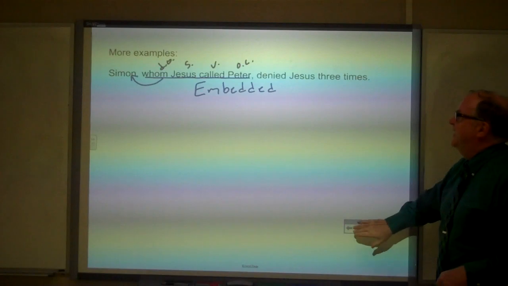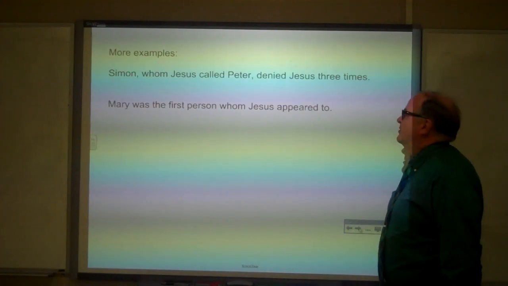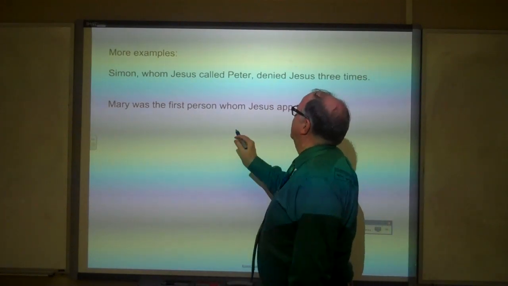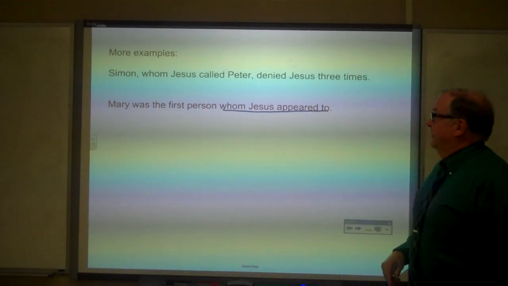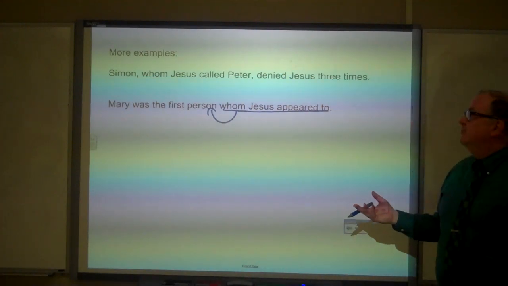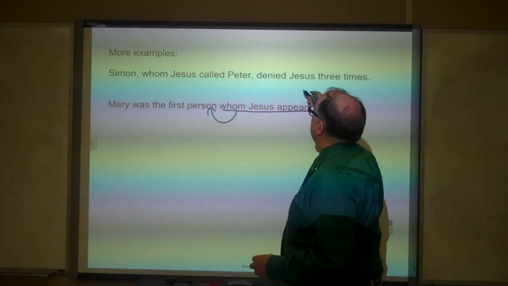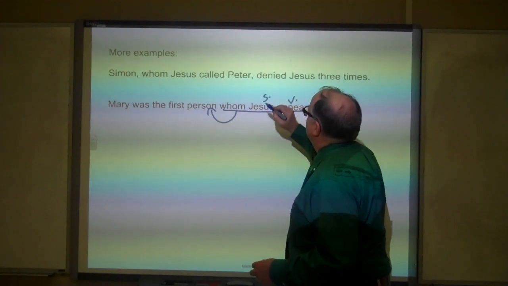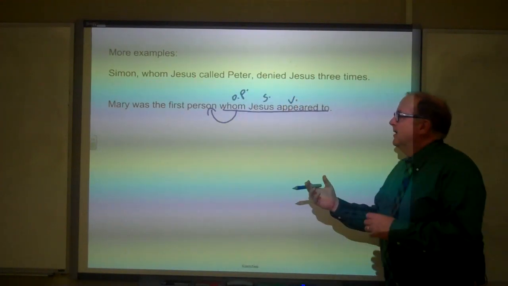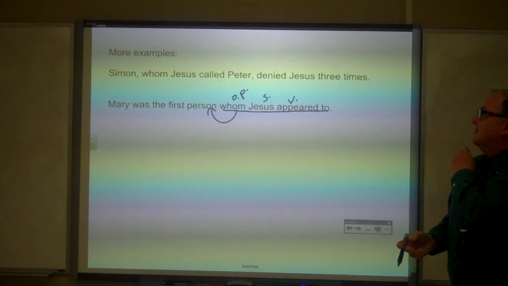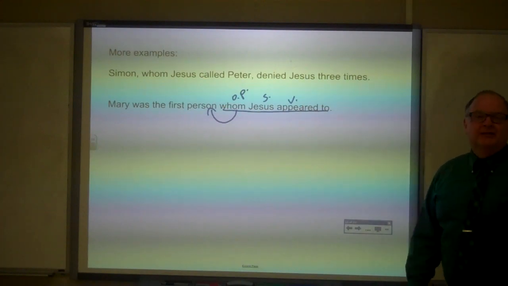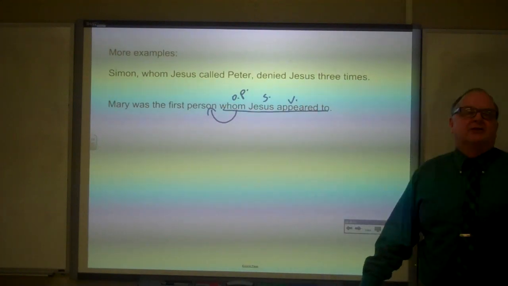So just mention that. Mary was the first person whom Jesus appeared to. Mary was the first person is the main clause. Whom Jesus appeared to is the adjective clause. It modifies person. Which person? One whom Jesus appeared to. Notice here, appeared is the verb of the clause, Jesus is the subject, and whom is actually the object of the preposition to. A lot of times in everyday speech, we put the preposition at the end of a subordinate adjective clause.